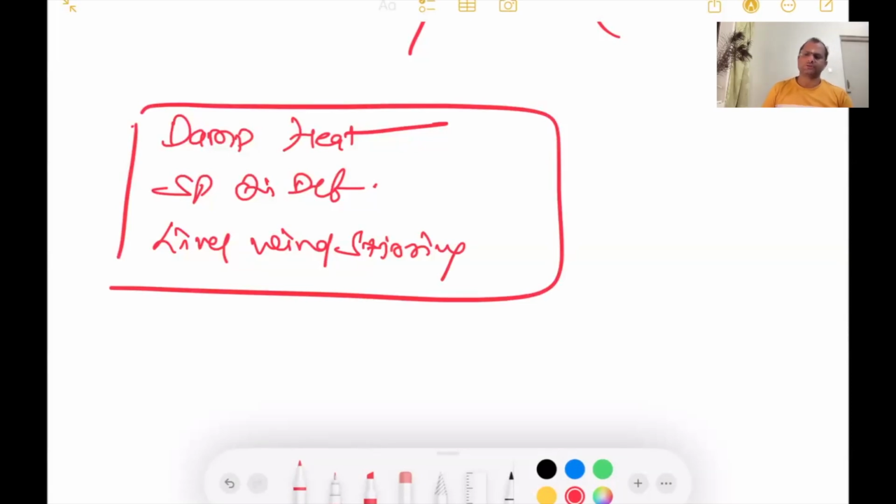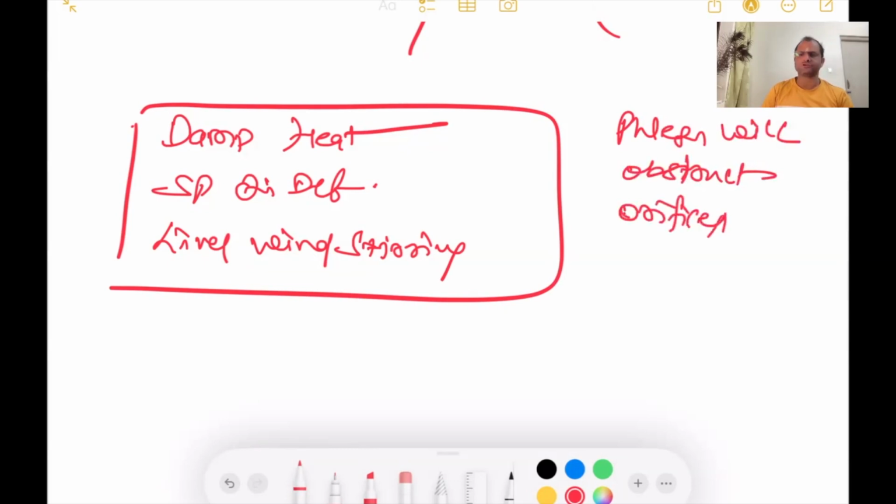So because of that, phlegm will obstruct the orifices. Phlegm orifices को obstruct करेगा, and liver wind will trigger the seizure.